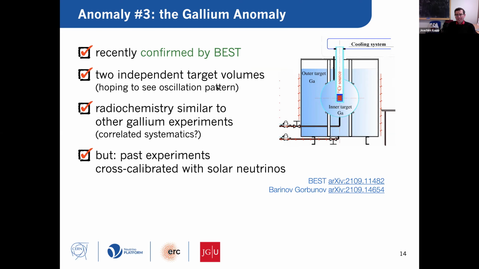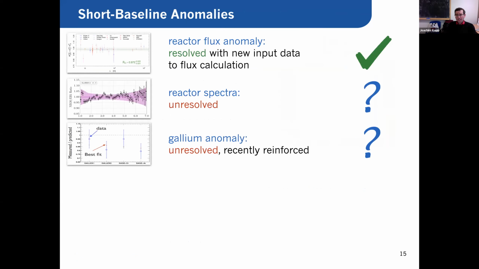So that anomaly still stands. BEST has significantly increased its significance, so it's now way above 3 sigma, but there's no explanation at the moment. And in particular, since the deficit from reactors that was called the reactor anomaly now appears to be gone, there is a tension even within the new sector. So the radiochemical experiments observe this deficit, the reactor experiments do not. So I would say that one is also still unresolved.